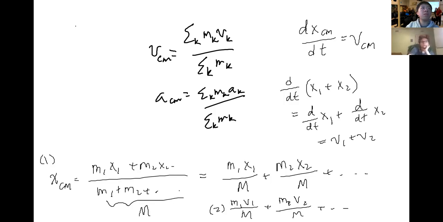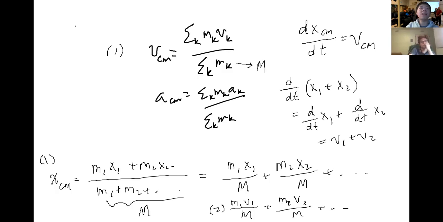So formula two matches up exactly with the velocity of the center of mass over here, right? Where the velocity of the center of mass is equal to m1 v1 plus m2 v2 plus dot dot dot, all over the sum of all the masses, which is the sum of all mk, which is this big M, right? So any questions about center of mass and linearity?